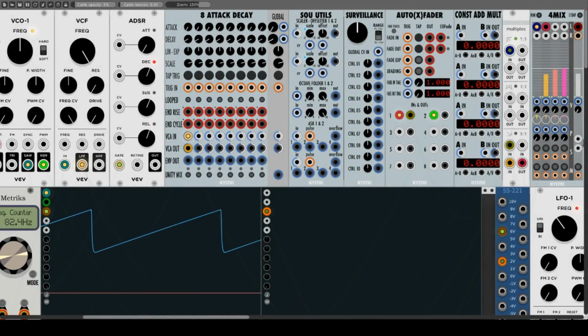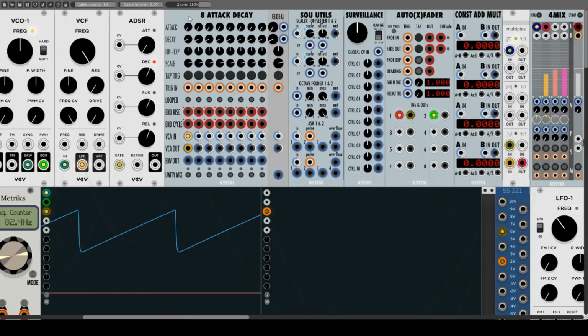And of course, VCA and attenuator are included in the 77 NIST modules. 8 Attack Decay is of course first and foremost an envelope generator, and therefore we will see it again in the corresponding episode. But it is also a full VCA, or better said 8 VCAs and 1 special.